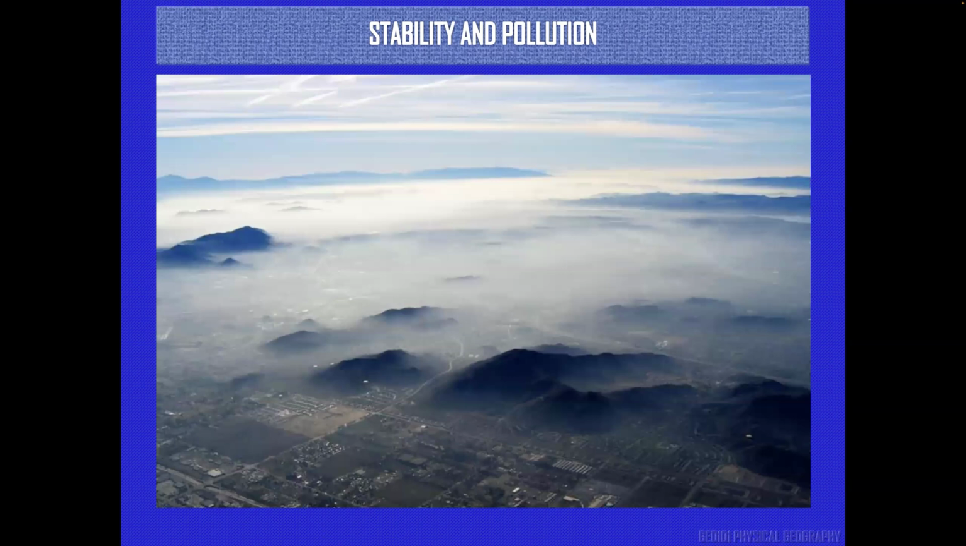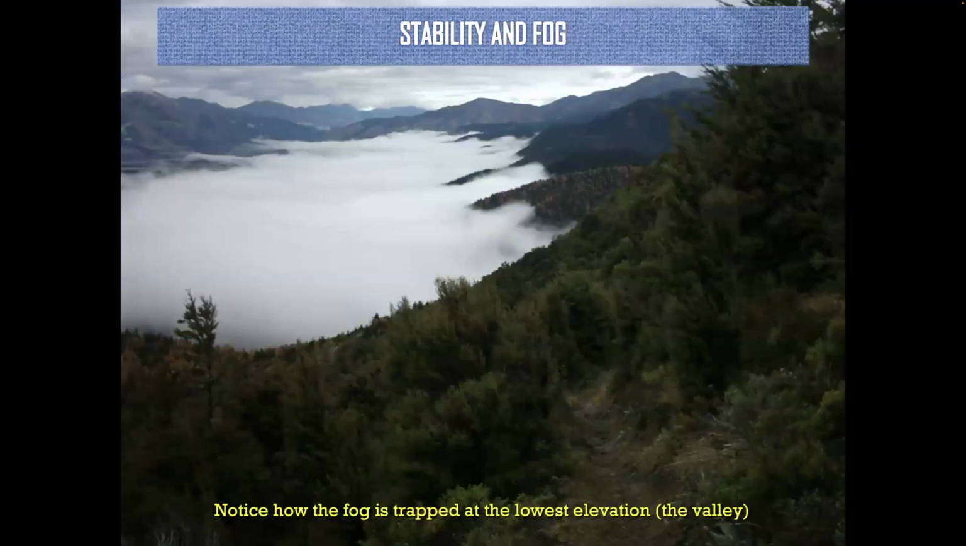Here's an example of stability and pollution. Notice how everything looks very flat. There's no definition to this cloud. Or right here. Notice how, in this case, everything is trapped at the valley floor. So everything is down there. And once you cross over here, suddenly you're in the clear.